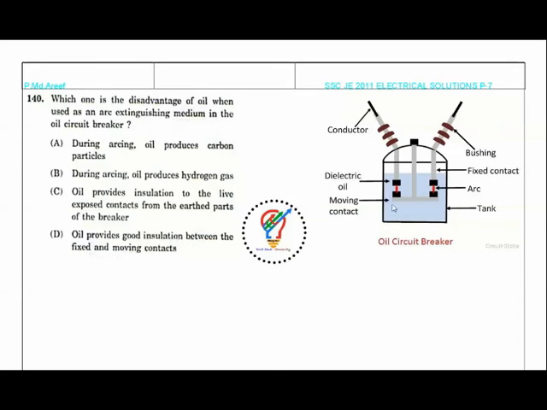So here we can see that there is an oil circuit breaker in which the contacts are opening like this. When the contacts are opening, the arc will strike, and it will produce hydrogen gas. But the main disadvantage here is that it will produce carbon particles at the surface of the conductors. So during the arcing, oil produces carbon particles. That means solid state parts. Sometimes due to a fault in the oil circuit breakers, they may catch fire. So that is a major drawback of oil circuit breakers.